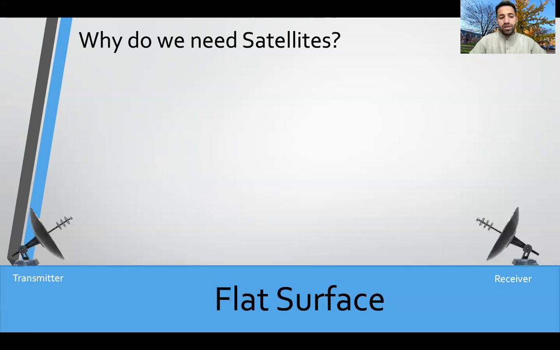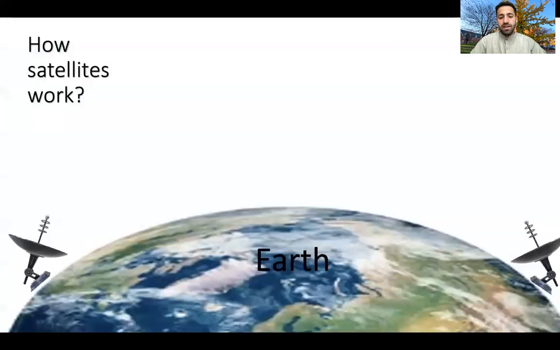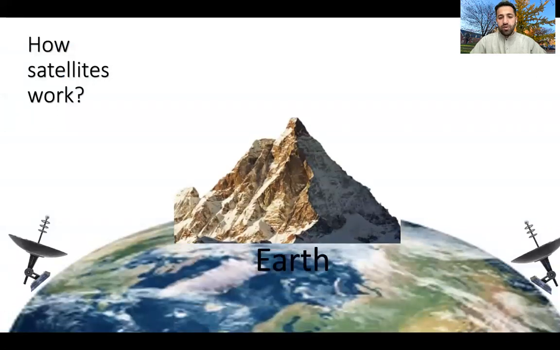Now, suppose that we have a transmitter and a receiver on a flat surface, and they want to communicate with each other. Because we do not have any obstacle in between this transmitter and receiver, the communication will be very easy. They will have a line of sight and they will have a direct communication with each other. Now, imagine that this surface is not flat; it's curved like our Earth, and Mount Everest is also sitting in between the transmitter and receiver. So, how will these two communicate with each other?